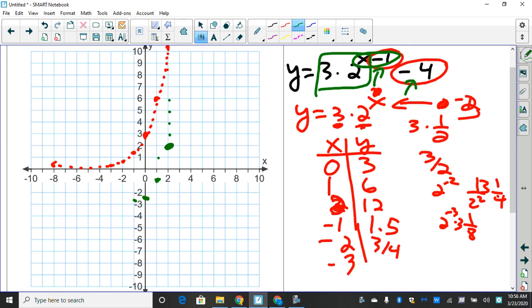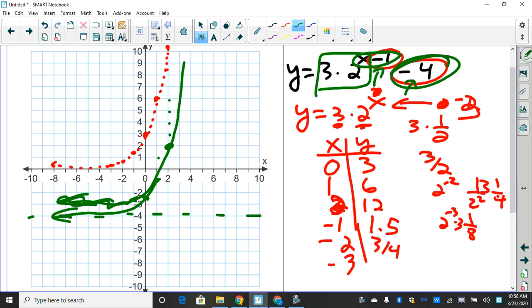So you can see that the graph's going to kind of go like this. It'll be asymptotic now. Instead of at the x-axis, it'll be asymptotic at -4. Sorry if that was a little messed up. But it'll be an asymptote here at -4 because I moved the whole graph down 4.